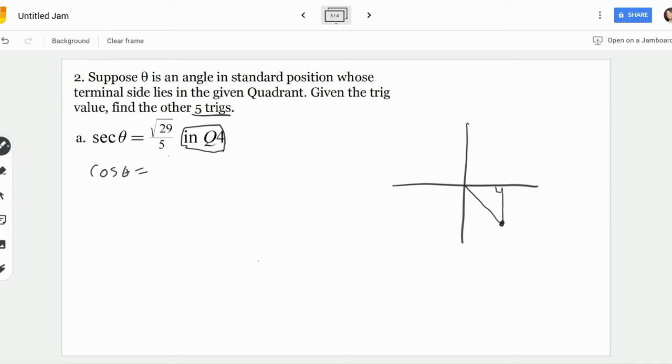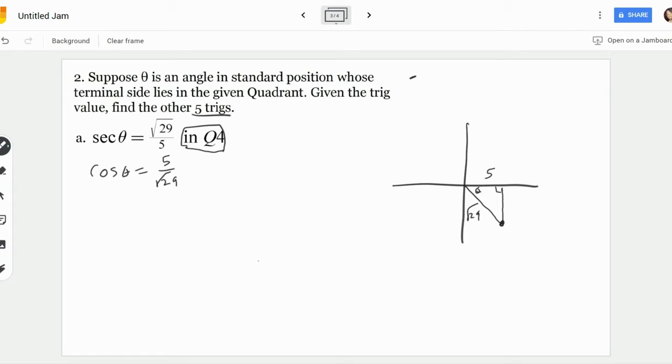So I could flip this around. This would be 5 over square root of 29, and then I know what side length. So this is adjacent over hypotenuse. So theta being right there, adjacent has 5, hypotenuse has square root of 29. We could use the Pythagorean theorem a little backwards this time to figure out this side.